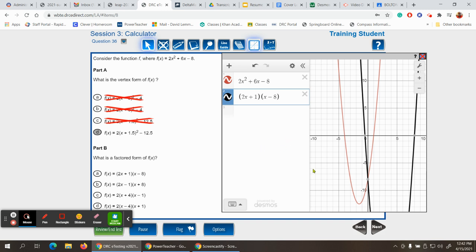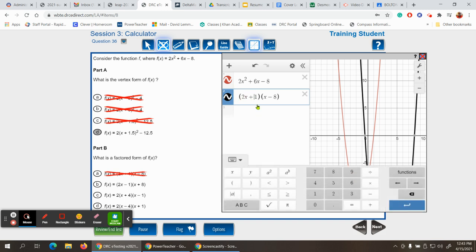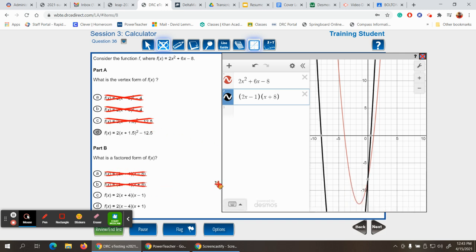Is that the same as the red? No. What's different? They changed it for the next one. For the next one, they changed that to a negative, and they changed that to a positive. That's not an answer choice.